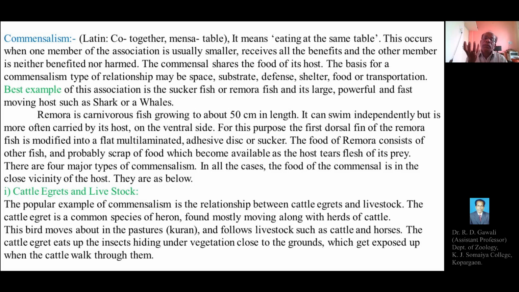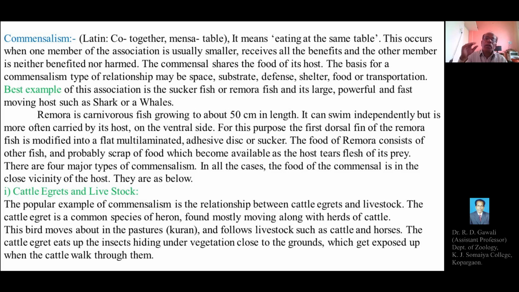The small sucker fish, or remora fish, with the help of its sucker remains attached on the ventral side of the head, sharing the scraps of food of the prey which are torn and used as food by the shark. So this is a loose partnership between the shark and the commensal, the sucker fish or remora fish.